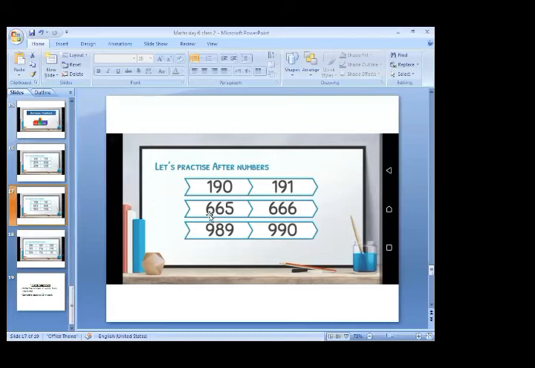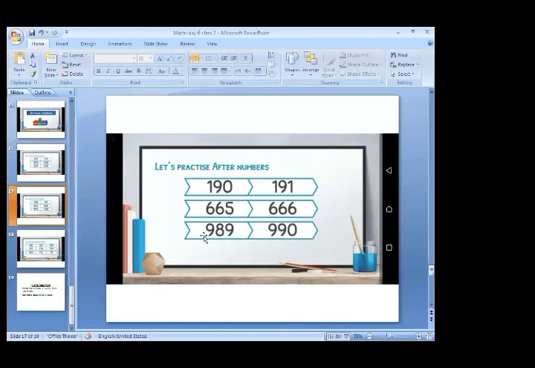The second number is 665. So you will find which number comes after 665. First thing, which number comes after 65? 66 comes after. So after 65, 66 comes. So you will write here 666.